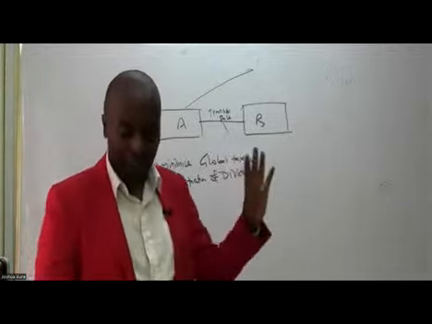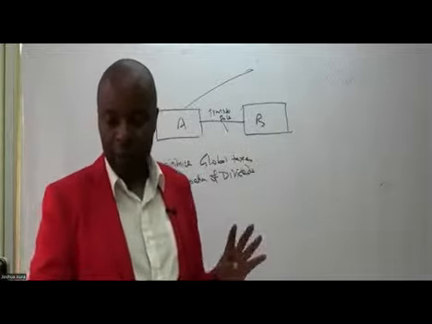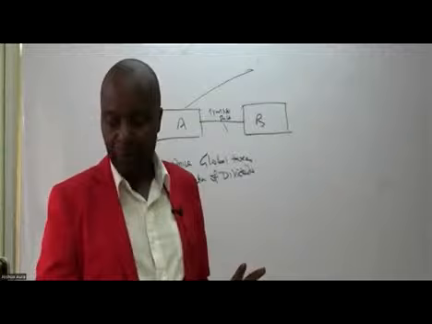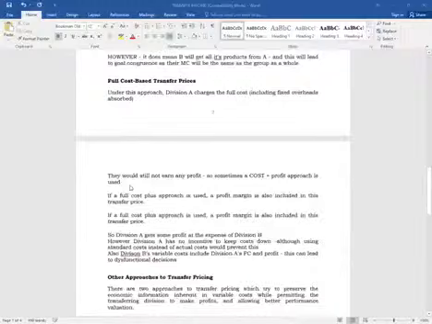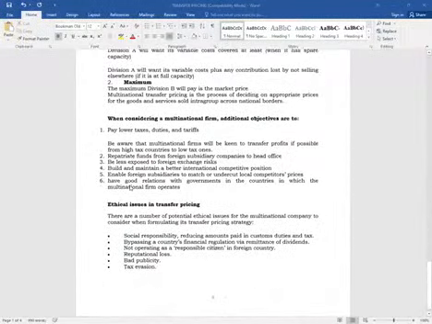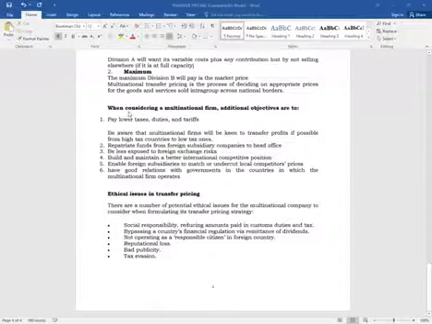Great. So those 5 things at least are very important. You should never forget them. They are very important. Don't forget them. Now, if you look at your syllabus, in terms of transfer pricing, these guys would want us to discuss this. When considering a multinational firm, additional objectives are, number 1, to pay lower taxes, duties, and tariffs. Be aware that multinational firms will be keen to transfer profits, if possible, from high tax countries to low tax ones. Number 2, to repatriate funds from foreign subsidiaries, companies to the head office.